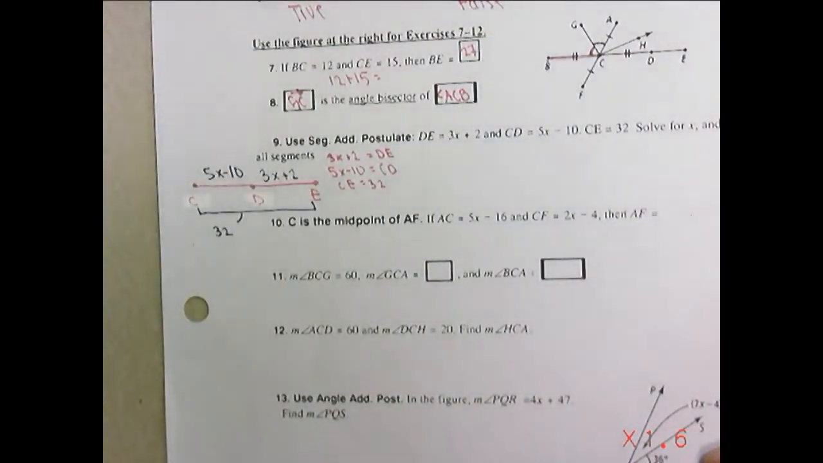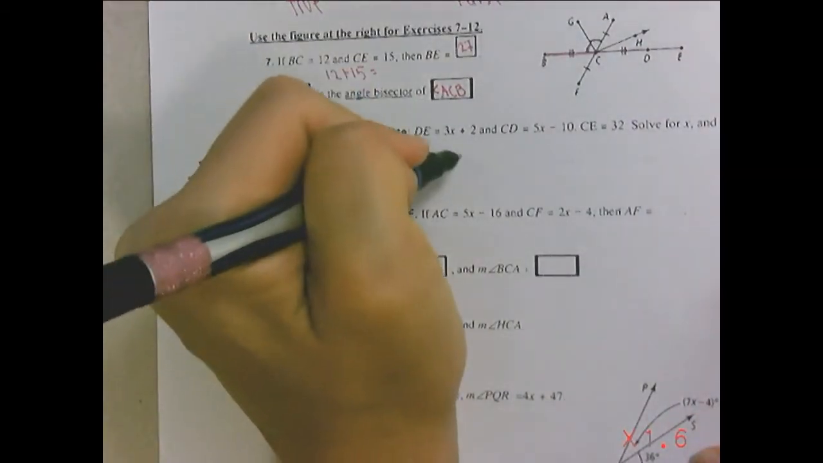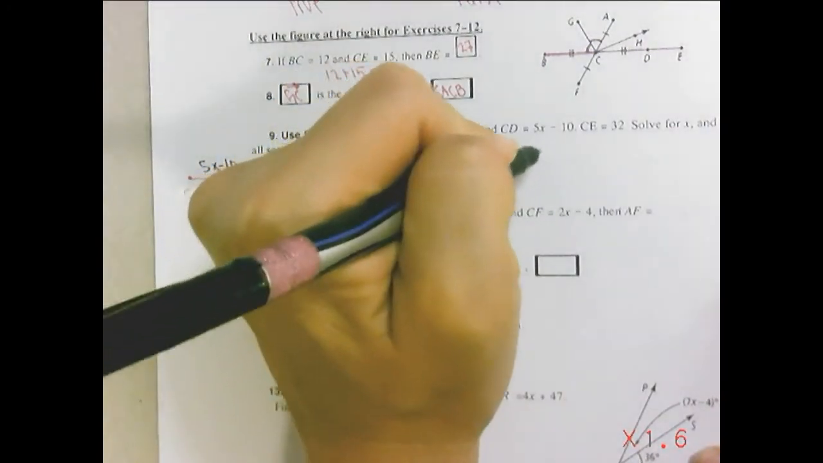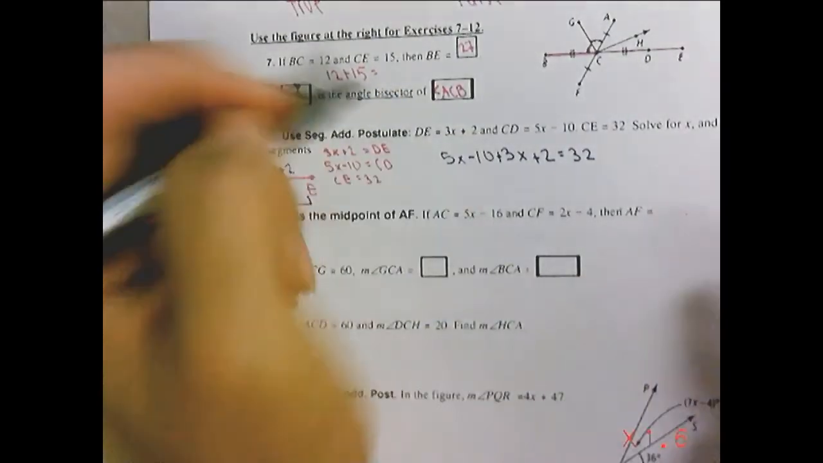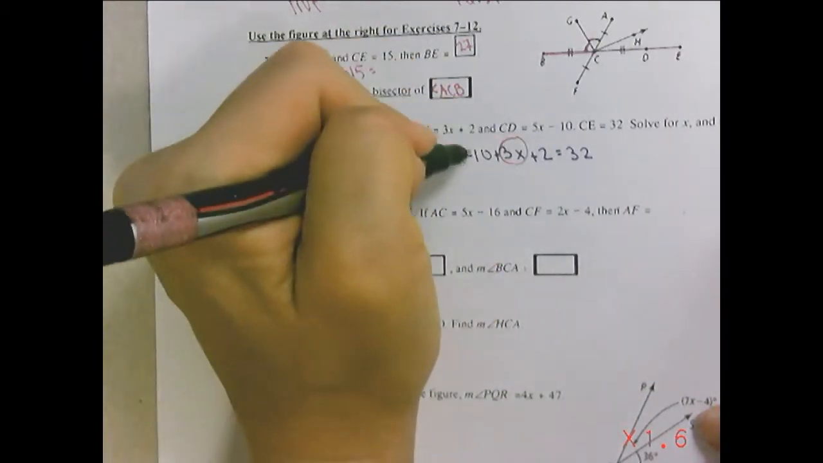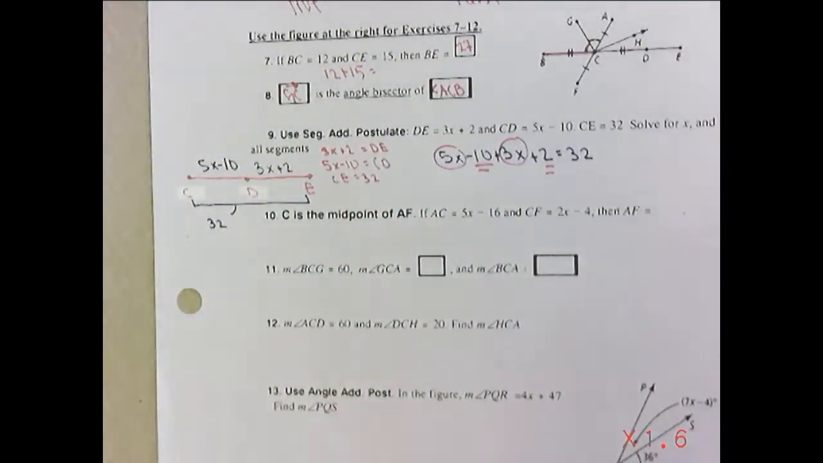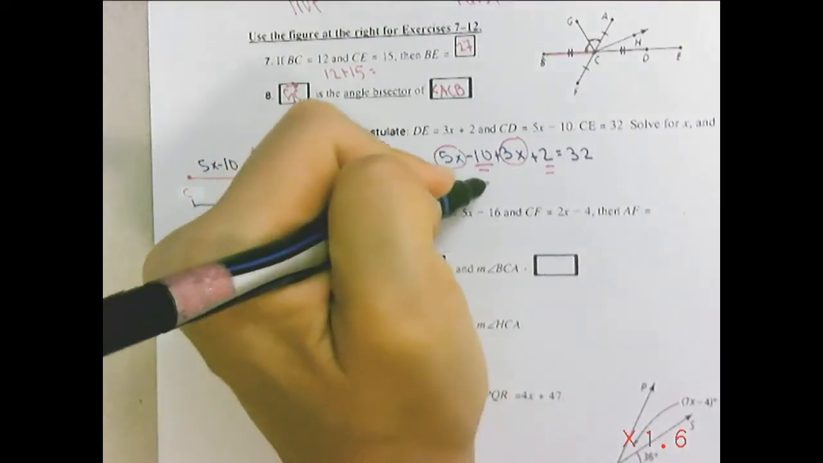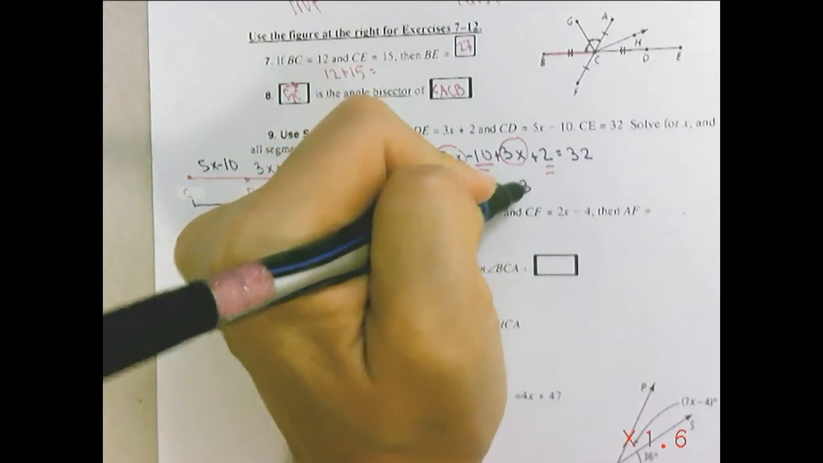I'm going to add those two together. So I will take 5x minus 10 and add 3x plus 2 and set it equal to 32. Remember, guys, I need to combine like terms. So anything with an x, I'm going to combine. And then anything that's just by itself, a constant, I'm going to combine. Well, 3 plus 5 is 8, so I have 8x. And then negative 10 and 2 is going to give me a negative 8, and it will equal 32.